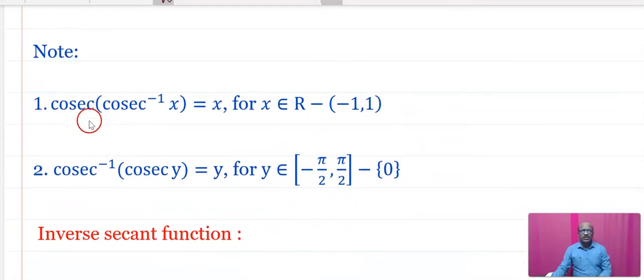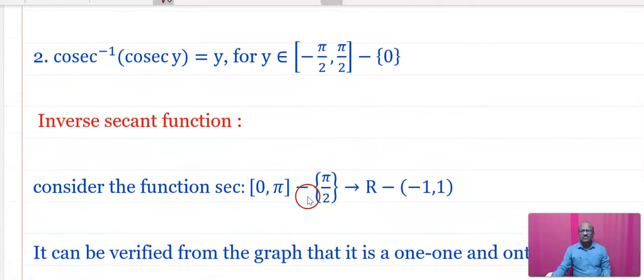Again note that cosec of cosec inverse of x is equal to x for x belonging to the set of real numbers minus the open interval minus 1 to plus 1. Cosec inverse of cosec y is equal to y for y belonging to the closed interval minus pi by 2 to plus pi by 2 minus 0.